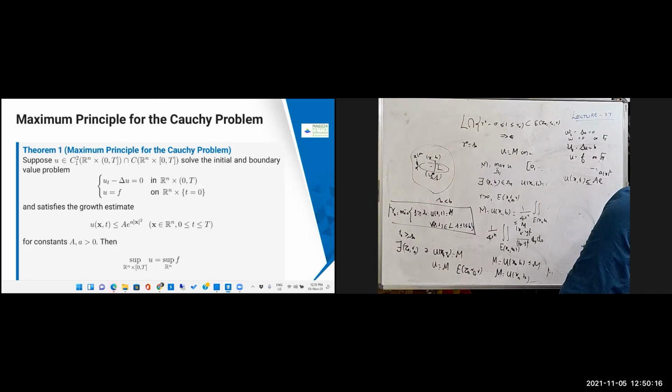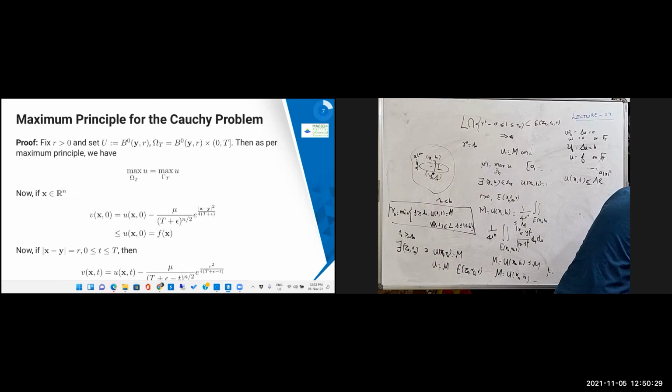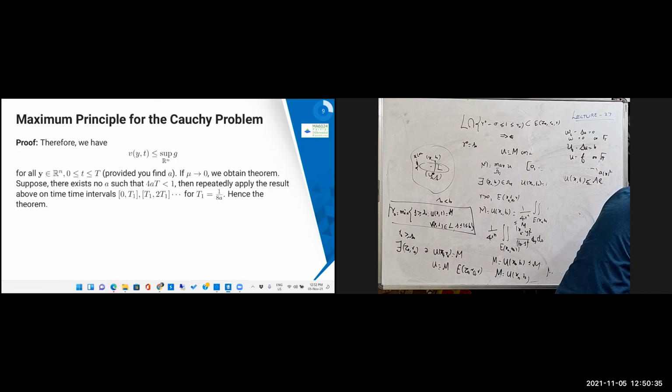Okay, if this is the growth estimate, then the supremum of U over Rn cross 0 comma T is going to be the supremum of U. So this proof I'm just leaving it to you as a self-reading. You can do that because I have given the proof completely. So you can just go through that. I just leave it to you as a self-reading, but it may be asked for the exams also. Okay, so I just leave it to you.